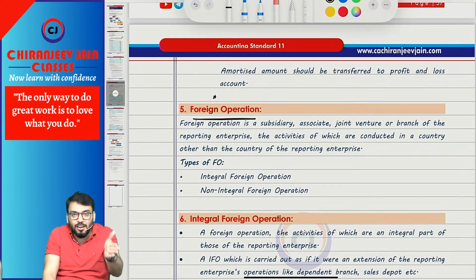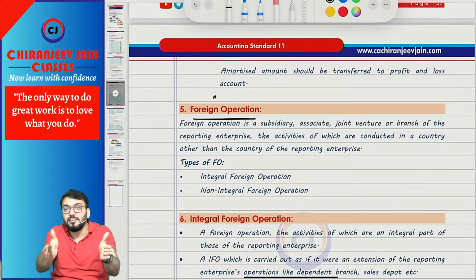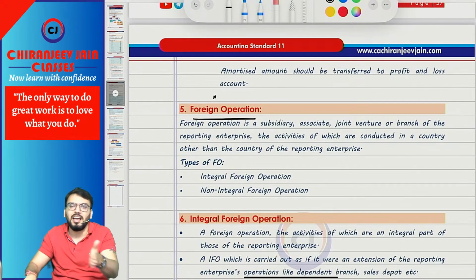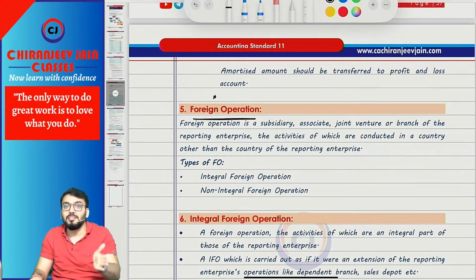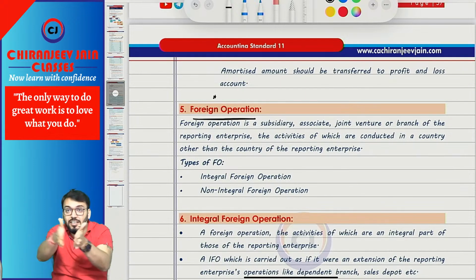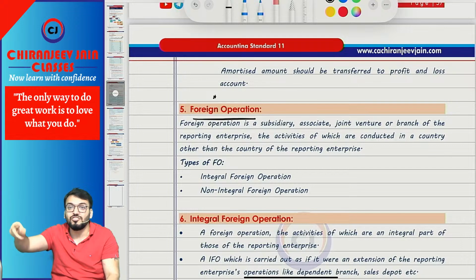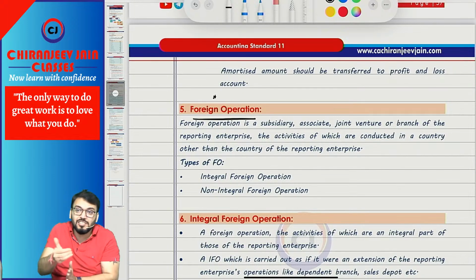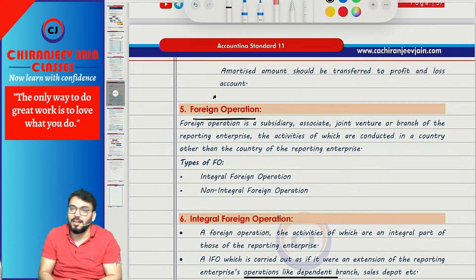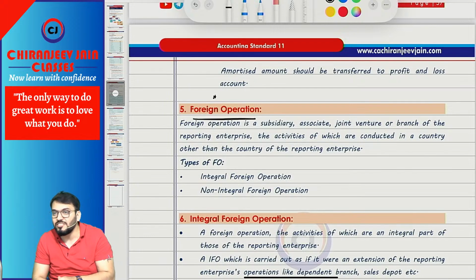So if there is an Indian head office, we need to consolidate the foreign branch. The foreign branch financial statement requires translation as we have done in the foreign branch chapter in branch accounting. Similarly, if there is an Indian parent company and a foreign subsidiary, that also requires consolidation. So their financial statements require what? Translation. So what would be the translation rule? For the translation rule, all foreign operations are of two types. One is known as integral foreign operation. Second is known as non-integral foreign operation.